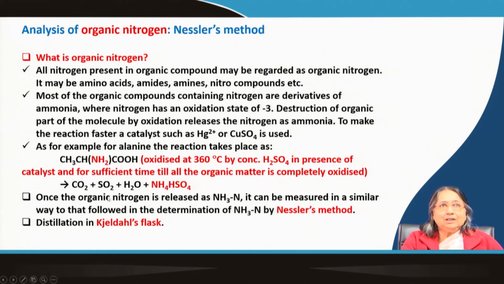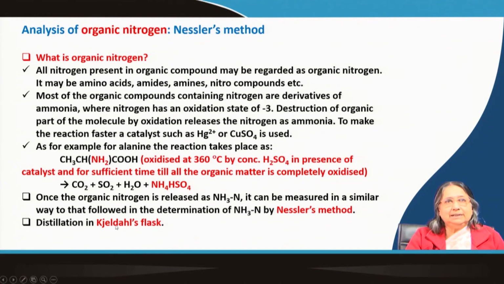The oxidation state is not changing for nitrogen, but for carbon you can see that carbon is going to carbon dioxide. Sulfur dioxide is coming from sulfuric acid. So, you can see this is a very nice change. Once the organic nitrogen is released as ammonia nitrogen, it can be measured in a similar way to that followed for the determination of ammonia nitrogen by Nessler's method.